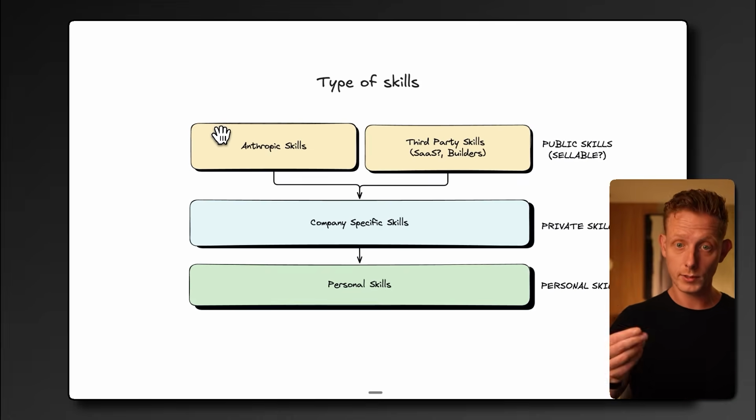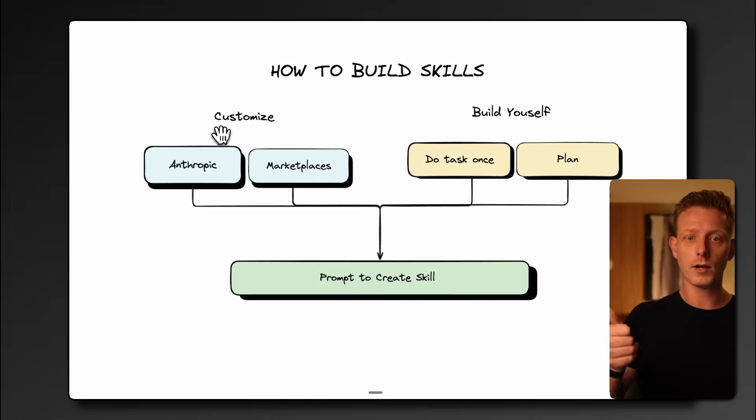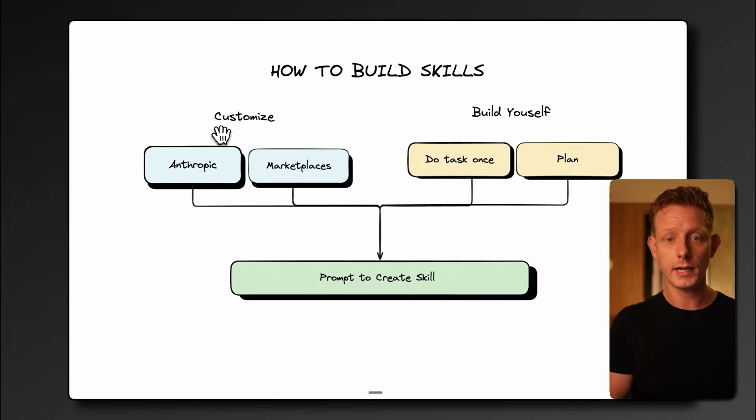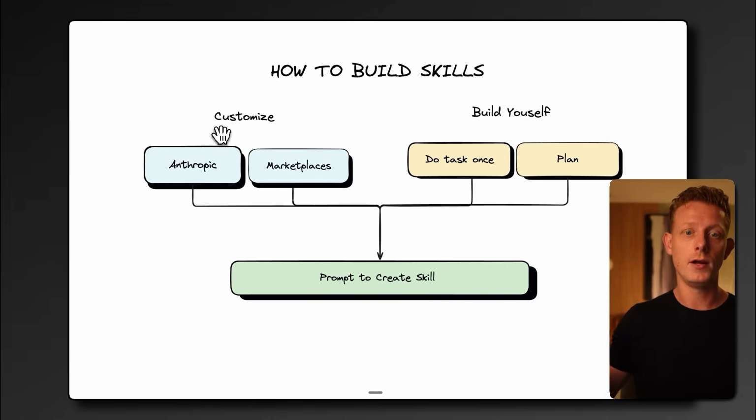So how do we actually build these skills ourselves? Now, we can first of all customize Anthropic's or the third-party provider skills. There are multiple of these marketplaces now, but the real unlock is really building them yourself, because every person and every company has their specific ways of working and their specific expertise. Now, there are 2 main ways to build your own. First way is you do a task once manually with an AI agent and then ask it to save it as a skill. And the second way is to instruct it on how to build the skill right away.